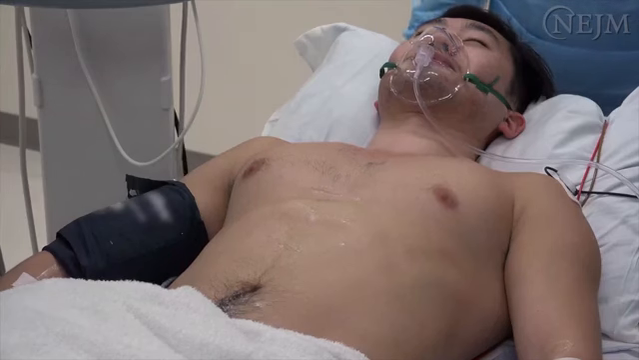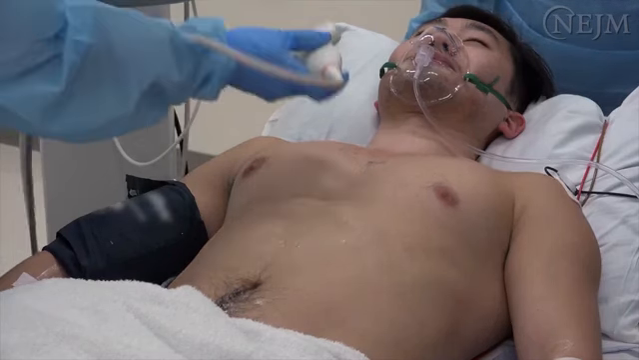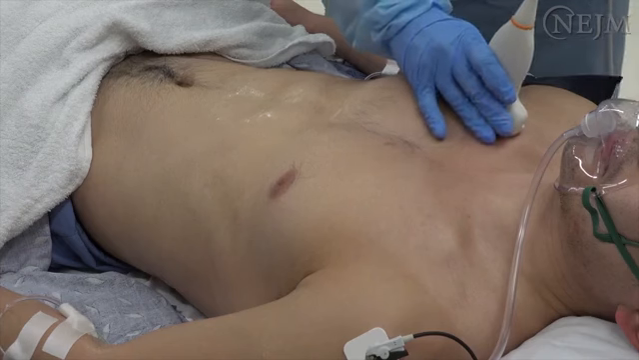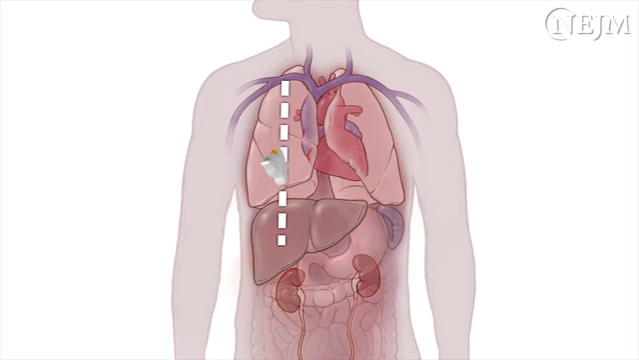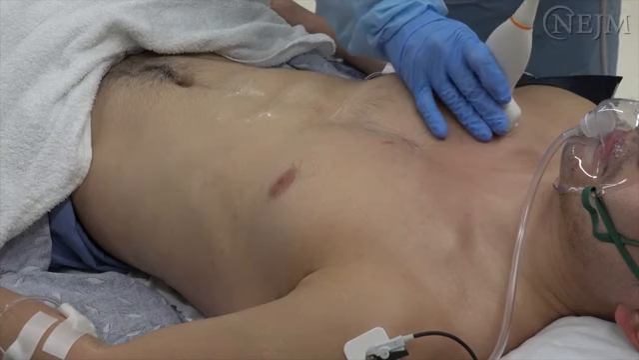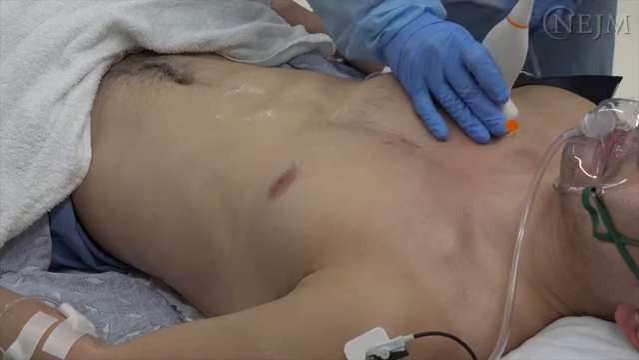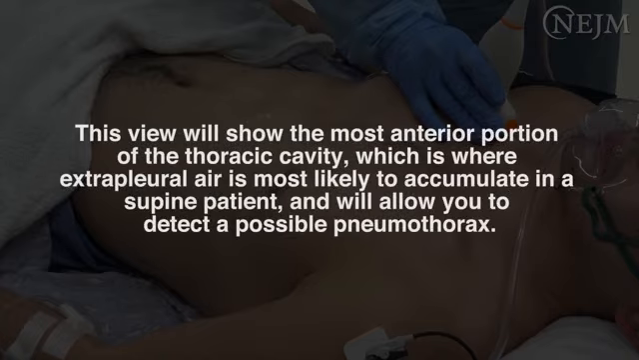To obtain an image of the thoracic cavity on either the right or left side, place the probe along the midclavicular line at the level of the 3rd and 4th intercostal spaces and position it in the sagittal orientation with the indicator pointing cephalad. This view will show the most anterior portion of the thoracic cavity, which is where extrapleural air is most likely to accumulate in a supine patient and will allow you to detect a possible pneumothorax.